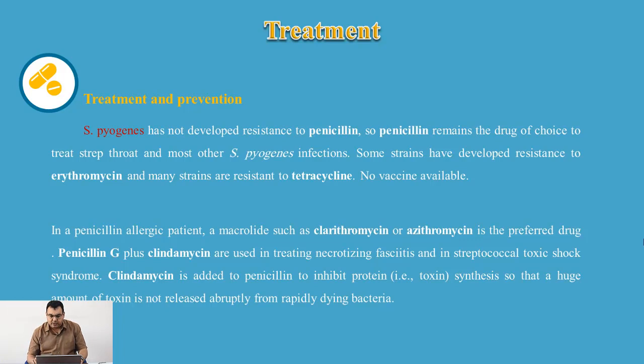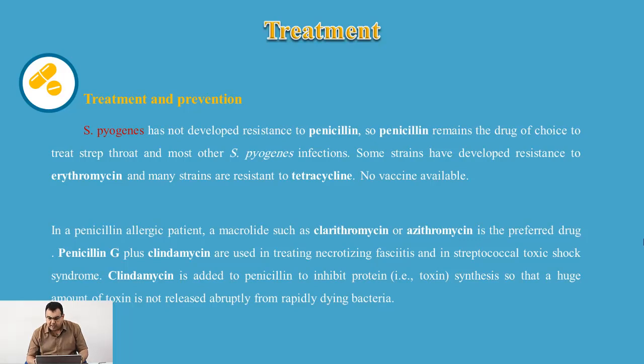Treatment and prevention. Streptococcus pyogenes has not developed resistance to penicillin, so penicillin remains the drug of choice to treat strep throat and most other Streptococcus pyogenes infections. Some strains have developed resistance to erythromycin and many strains are resistant to tetracycline. No vaccine is available. In penicillin-allergic patients, macrolides such as clarithromycin or azithromycin are the preferred drug.